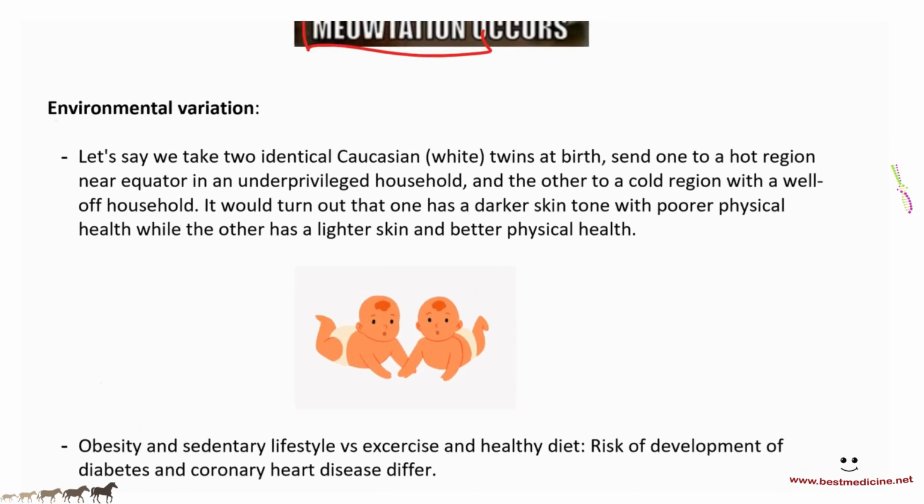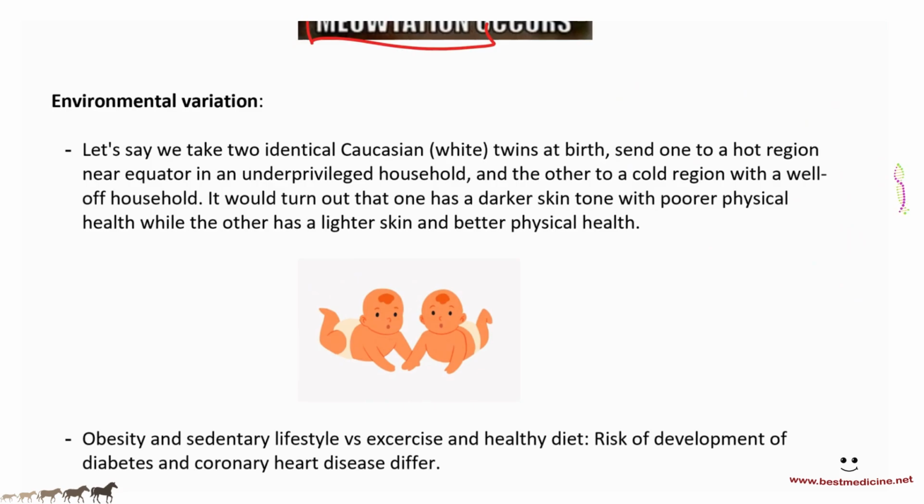So again, the example of twins would show up. Let's say we take two identical twins at birth and send one to a hot region near the equator in an underprivileged household and the other one to a cold region with a well-off household. If these are white twins, then the one in the hotter environment would have darker skin. Why? Because he's constantly exposed to the scorching sunlight, so his body will adapt and start producing more melanin, more pigment on the skin, to protect itself from the UV rays of the sun.